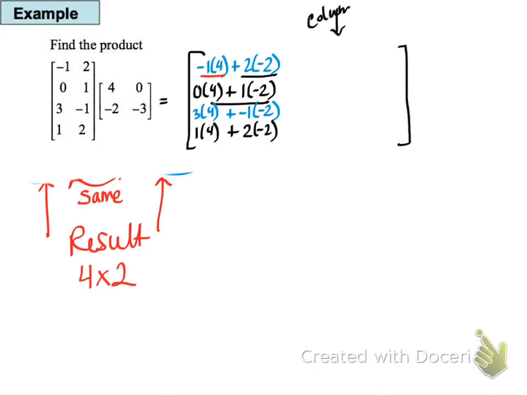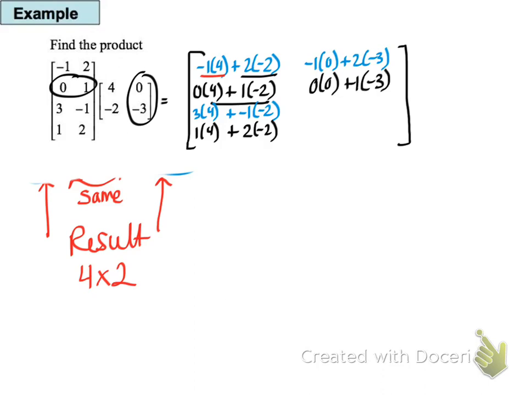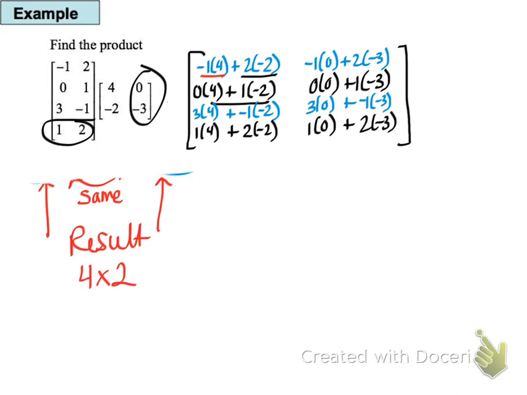Now we're looking at column 2. So now we're going to look at column 2, and we'll look at all 4 rows again. So row 1, column 2. We'll multiply the pieces and add them together. And continuing on, multiplying the pieces and adding them together. Row 2, column 2. Row 3, column 2. Row 4, column 2.